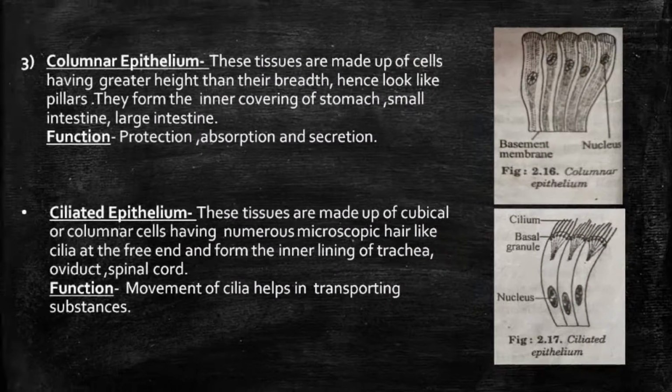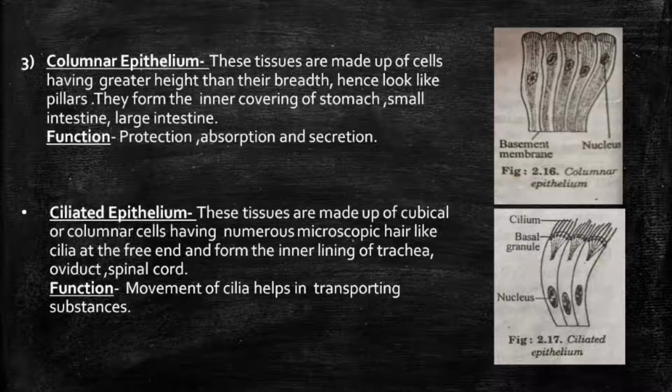Next we have the columnar epithelium. These tissues contain vertically arranged cylindrical or brick-like cells having greater height than their breadth. Hence they look like pillars. They form the inner covering of the stomach, small intestine and the large intestine. Function of columnar epithelium is protection, absorption and secretion.